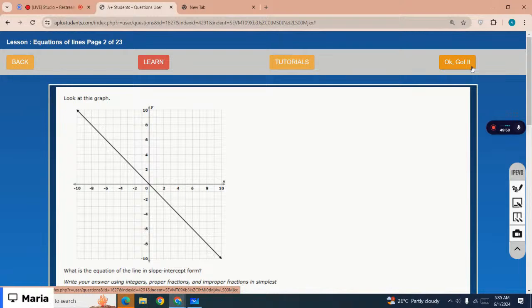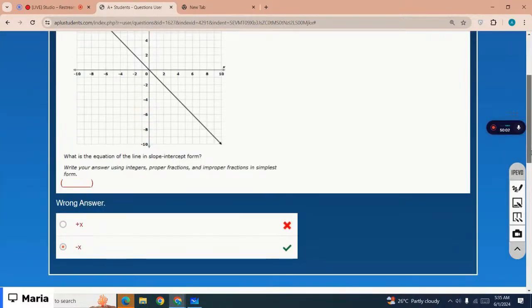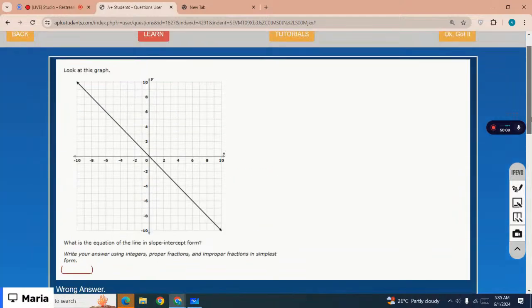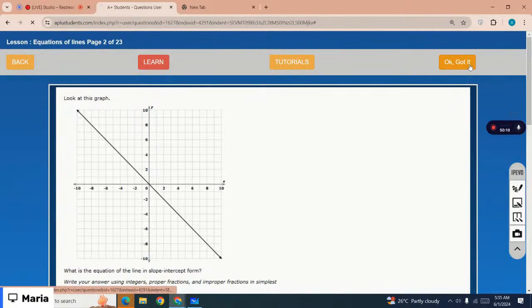Look at this graph. What is the equation? Negative x? But why? Yes, that is y equals negative x. Sorry.